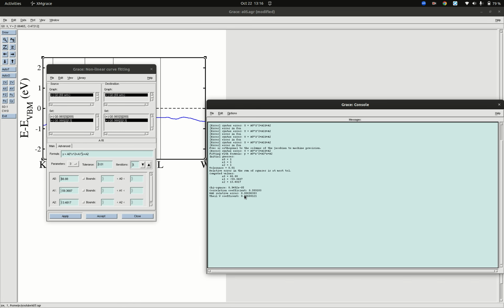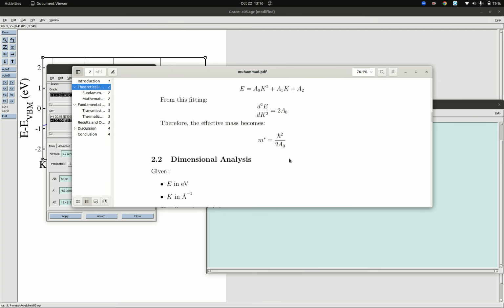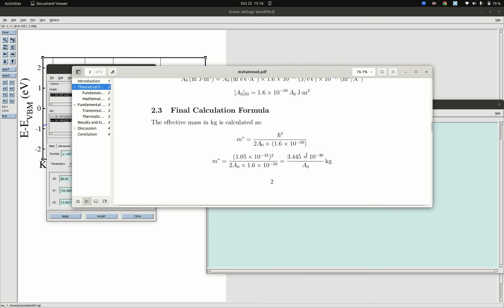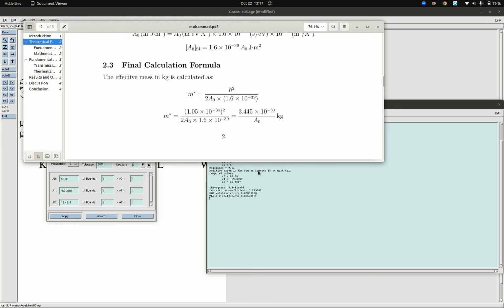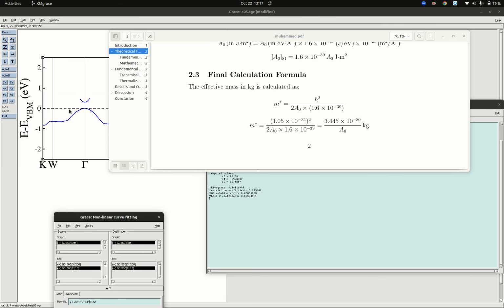And now you have to put that value into your formula, which is this formula. When you divide this 3.445 multiplied by 10 to the power minus 30 by this a0, you will get your effective mass. And in my case, I was calculating the effective mass of electrons, so I will get the effective mass of electron.